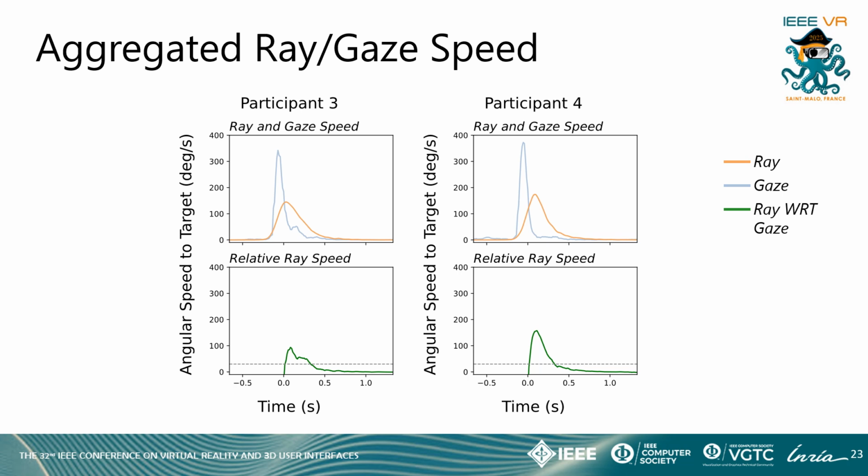We can also plot the angular speed of the gaze, shown in blue, the ray, in orange, and the relative speed of the ray with respect to the gaze, in green. The horizontal dotted lines show the 30 degrees per second threshold at which previous work has shown that motion artifacts are perceived by 50% of participants. We can contrast participants 3 and 4 to see that relative ray speed also varies by participant, which is likely to affect the perception of motion artifacts.